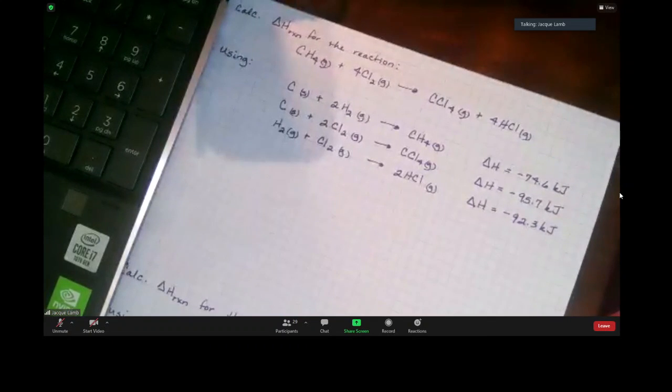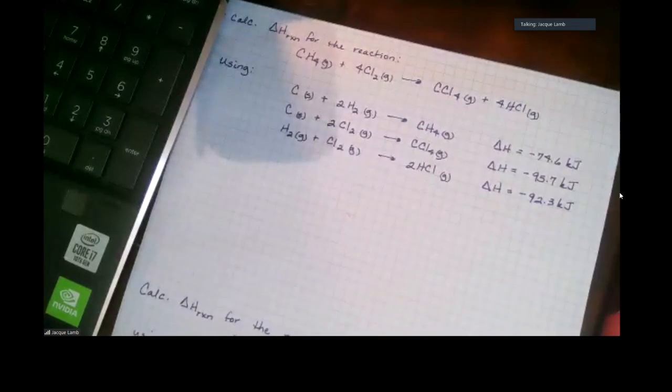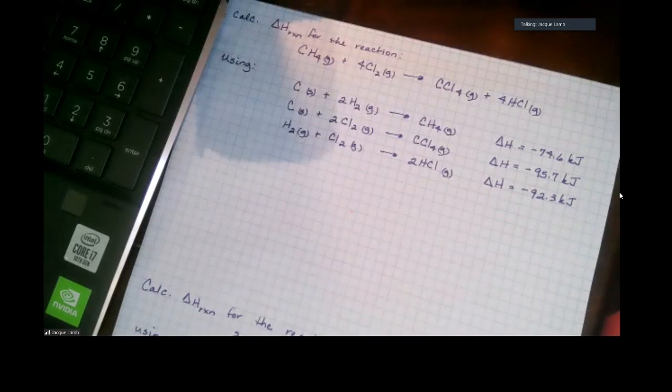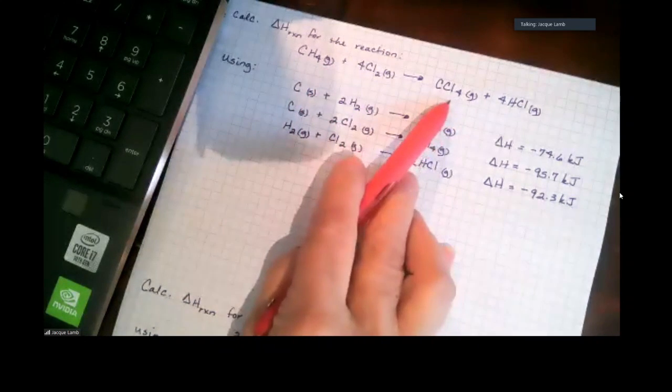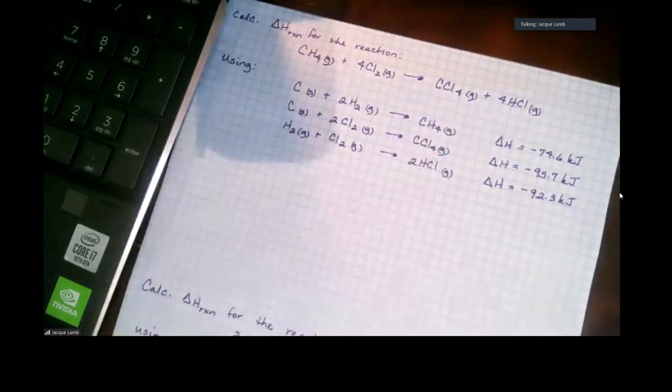One other thing that I wanted to do, I told you all I would show you an example of a Hess's law equation that involved more than two equations. So I have a couple here. This one is calculate delta H for the reaction. This is methane plus chlorine gas converted to carbon tetrachloride plus HCl.